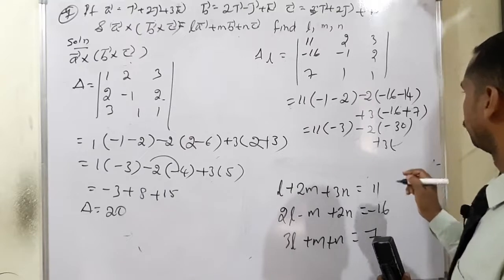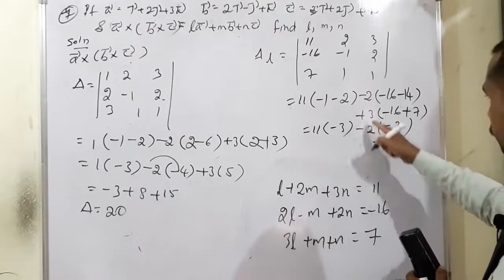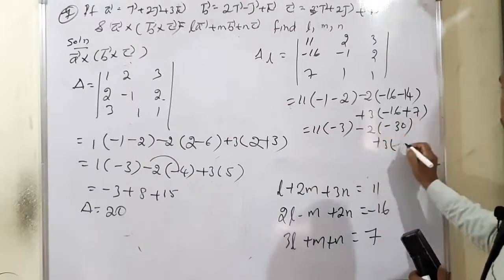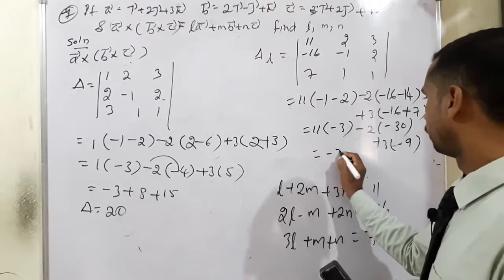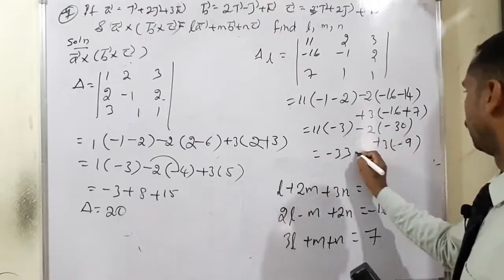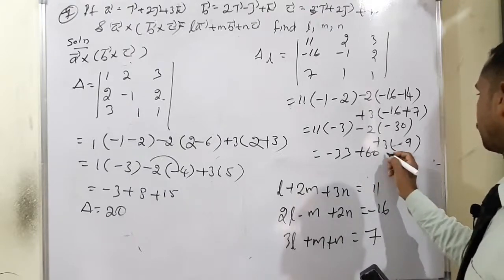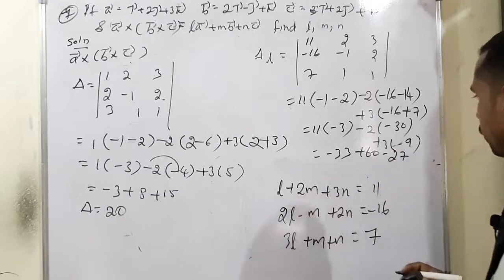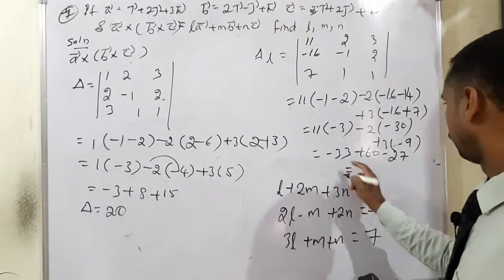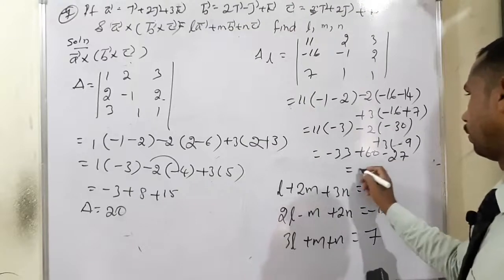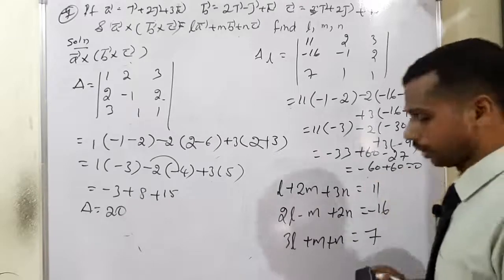Plus 3 into this is minus 16 plus 7, means only minus 9 will come. So 11 minus 3 means minus 33, then positive 60, what will the value be? Minus 27, isn't it? So minus 33 minus 27 means definitely minus 60, therefore plus 60. The L value we have is 0, okay.